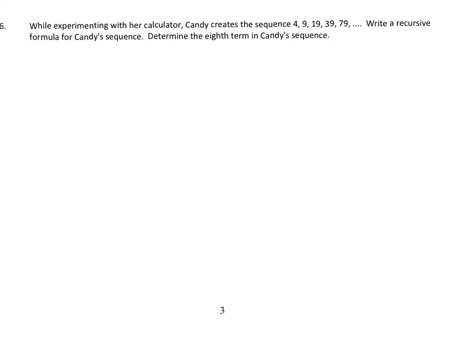All right, so our final question for today. While experimenting with her calculator, Candy creates the sequence. This one right here, 4, 9, 19, 39, 79. Write a recursive formula for Candy's sequence. And then after that, they want us to determine the 8th term. Now, if we look here, we can see it's not arithmetic because this is plus 5, and then plus 10, and then plus 20. So there's no common number we're adding to get from one term to the next.